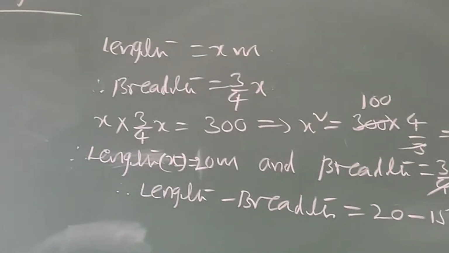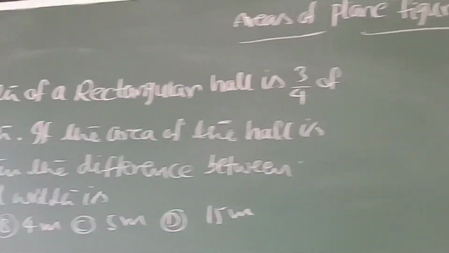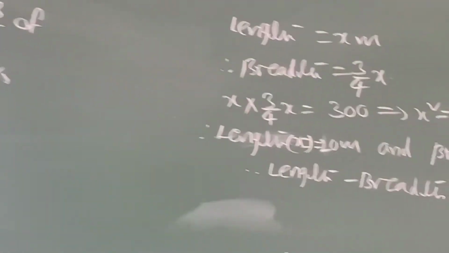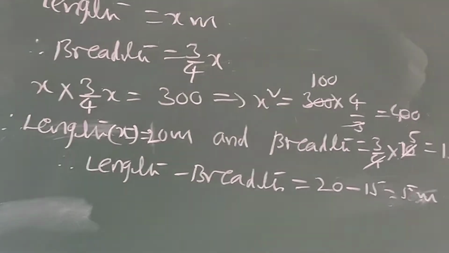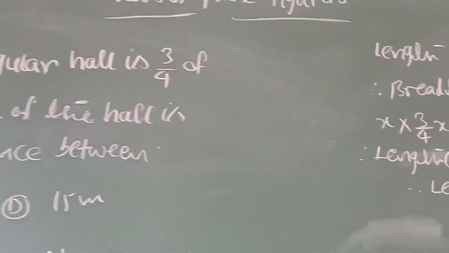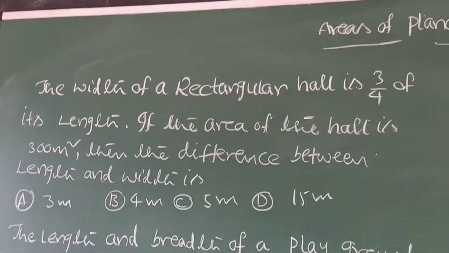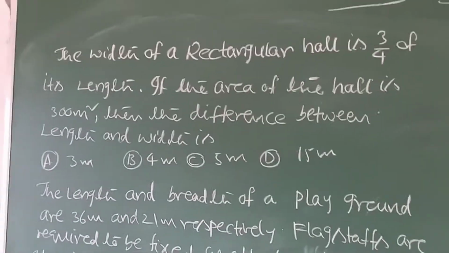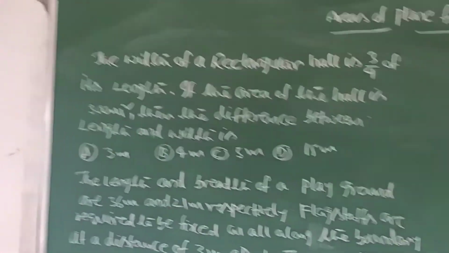The question here asked is difference between length and breadth. Therefore, the difference between the length and breadth is 20 minus 15, 5 meters. So, therefore, the option is C. What is the option here? C.